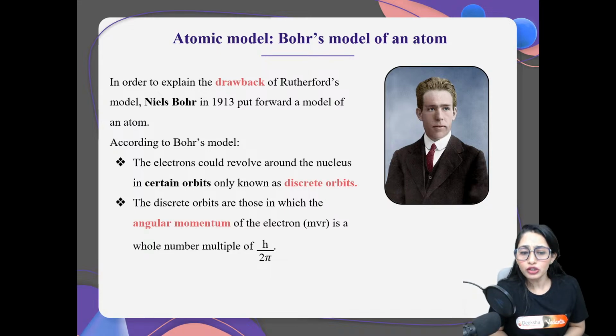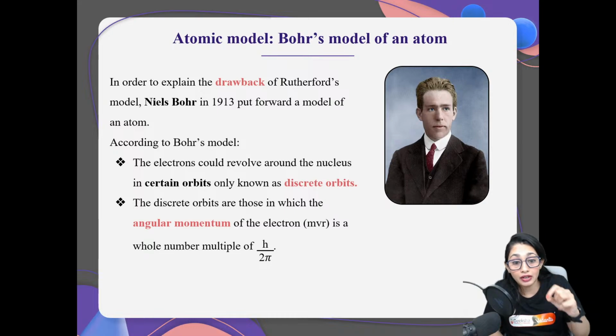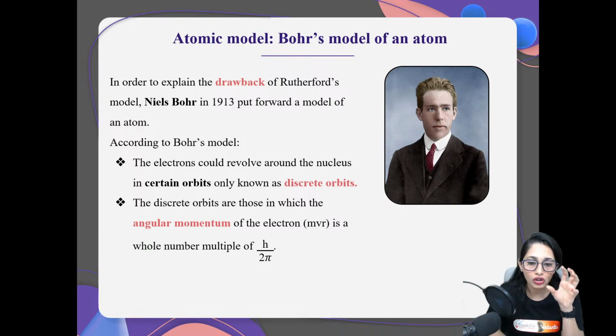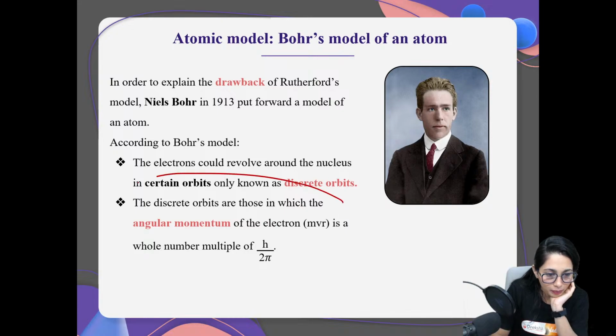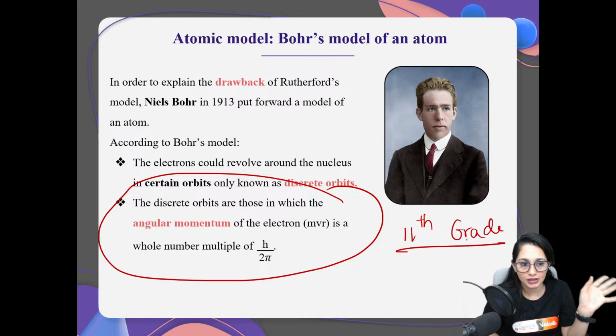So according to Bohr's model, the electrons could revolve around the nucleus in certain orbits only, known as discrete orbits. Okay. So electrons are not randomly revolving around the nucleus. They revolve around the nucleus in specific orbits, in specific paths. It's called discrete orbits. The discrete orbits are those in which the angular momentum of the electron is a whole number multiple of h by 2 pi. Okay. So this is not so important for you. This is not there for your 9th grade. This is there for your 11th grade. So we'll not discuss in detail about this.